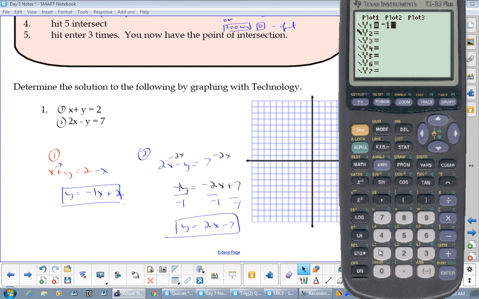Okay, so now let's put it in. Negative 1x plus 2. Okay? And just out of habit, I'm going to keep my second one darkened so it helps me know which was which. And then y equals 2x minus 7. Now, what did I say we should always hit? You can hit graph, but whatever you graphed last time, it's going to use those window settings. So let's get back, and we're going to hit zoom 6, right? And then it'll graph it.